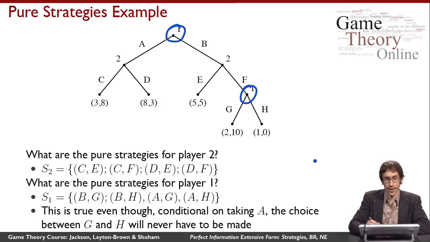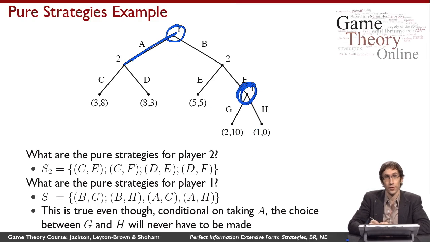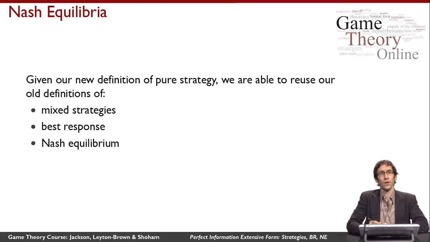Why is this interesting? Well, if player 1 takes this action, then player 1 knows that he will never reach this choice node because his own action has made it impossible to reach that choice node. Nevertheless, our definition of pure strategies says that the pure strategy AG is different from the pure strategy AH. So there are still 4 pure strategies for player 1 rather than 3 pure strategies. So pure strategies are a bit different in extensive form games than they were in normal form games.